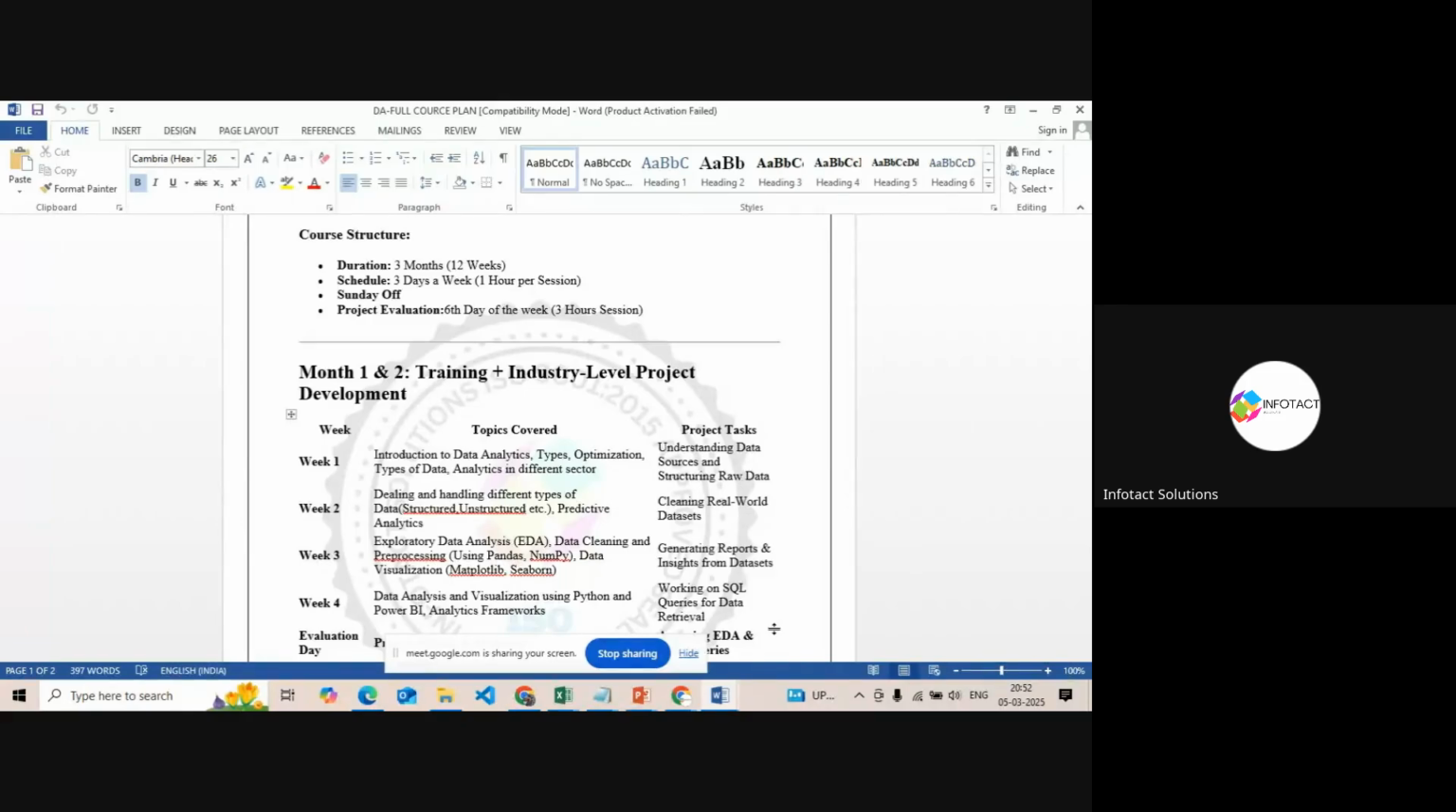First, introduction to data analytics is over. Although some stops are left out, we'll be discussing types of analytics, which is also over. Types of data are to be discussed, then analytics in different sectors and optimization. Time series analysis we have not added anywhere. Data cleaning, pre-processing, and data visualization videos are to be discussed in the upcoming session.